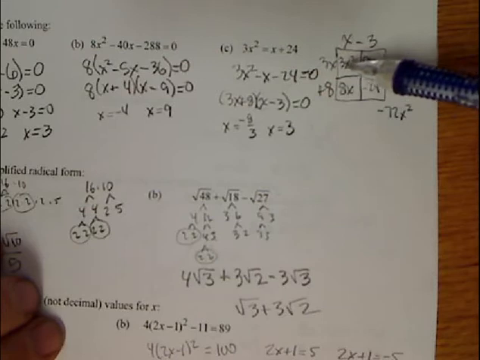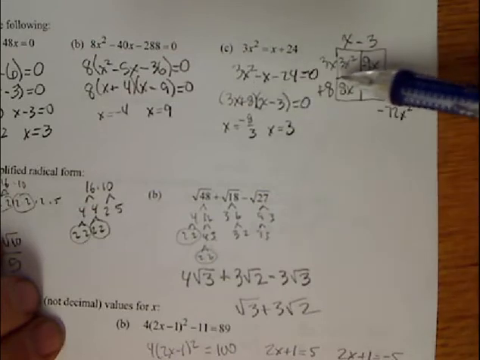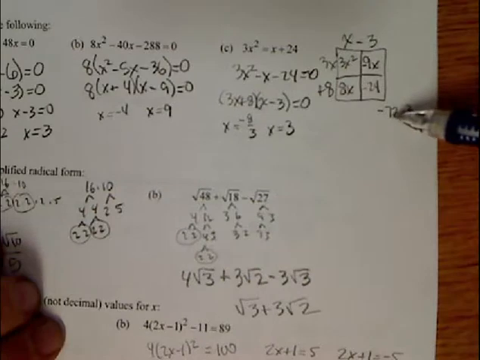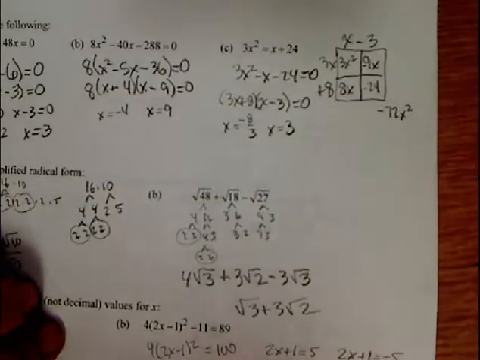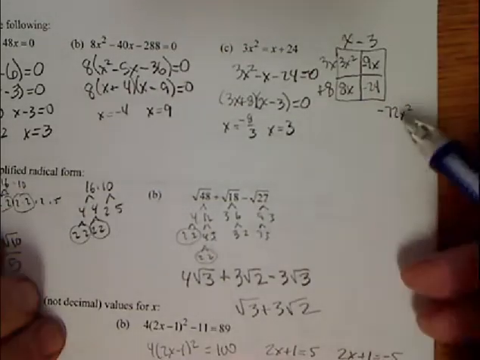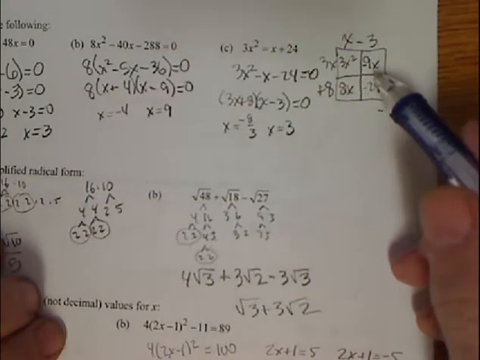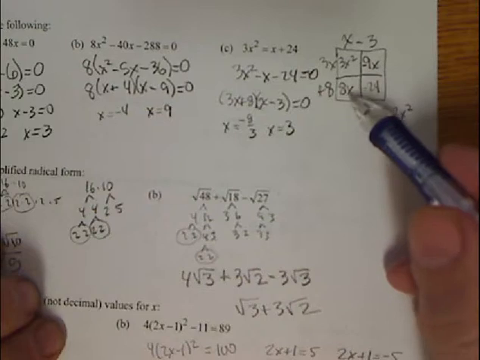Then, if you use the box method right here, 3x squared goes in this corner, negative 24 here. You multiply these two together, gives you negative 72x squared. So I'm going to look for two numbers that multiply to give me negative 72x squared, but are going to add to negative x. Well, 72 is 9 times 8. So if I make it negative 9x and 8x, I will get my combination.